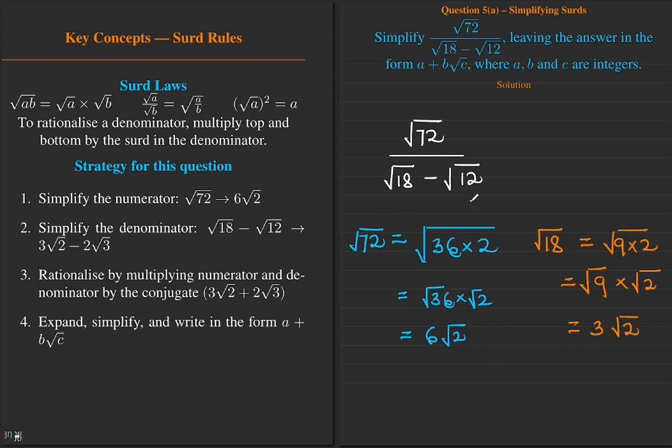And so for 12 as well, if we look at all the perfect squares, it is 4. That is a factor of 12. So we rewrite our 12 as the square root of 4 times 3, which then gives us root 4 times root 3. Root of 4 simply gives us a 2. So we have 2 times root 3, which then gives us a 2 root 3.